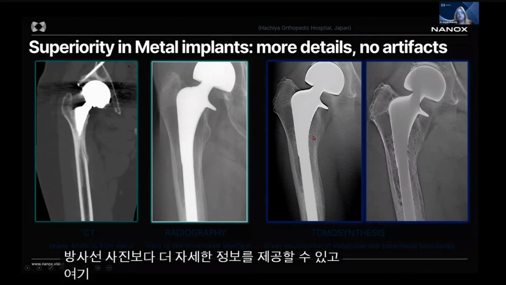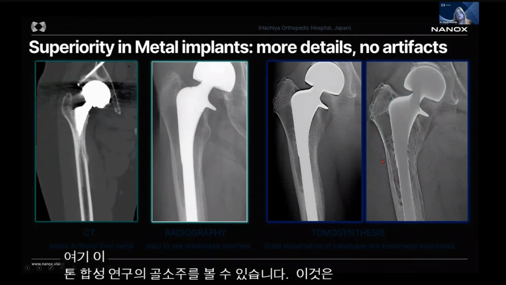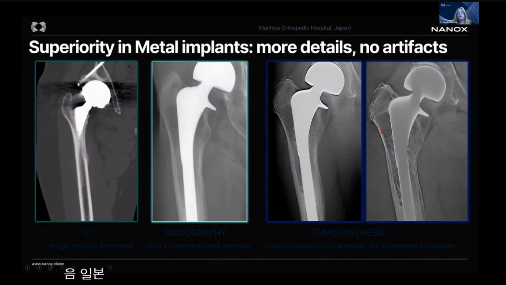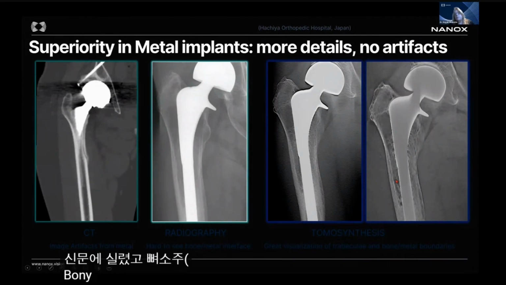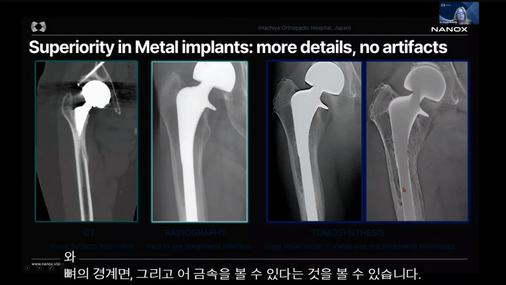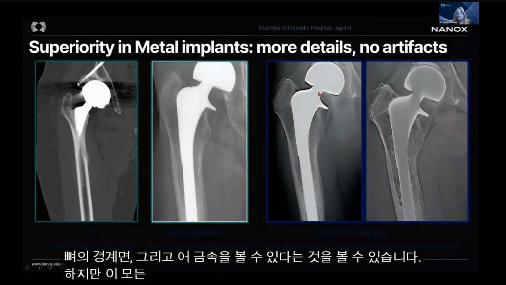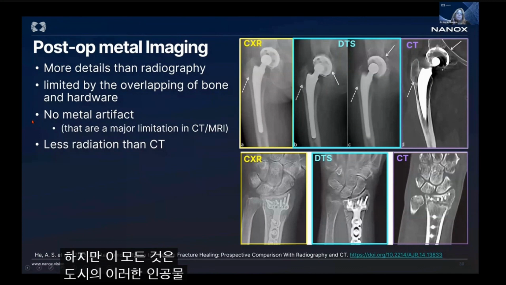And look at the bony trabecula here in this tomosynthesis study. Again, this is taken from a hospital in Japan. It was published in a paper, and you can see that the bony trabecula can be seen very nicely at the interface of the bone and the metal. But all of this is without getting these artifacts of the CT.